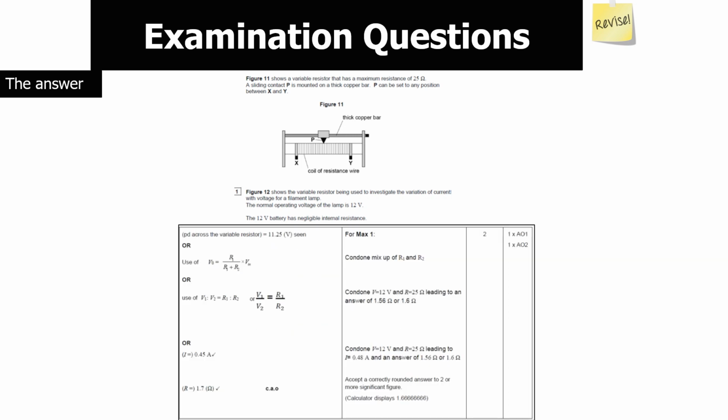Or you could just do it as a ratio, because what you would know is that for a circuit, the potential difference is directly proportional to the resistance. So you could just ratio the values and work out your value like that.